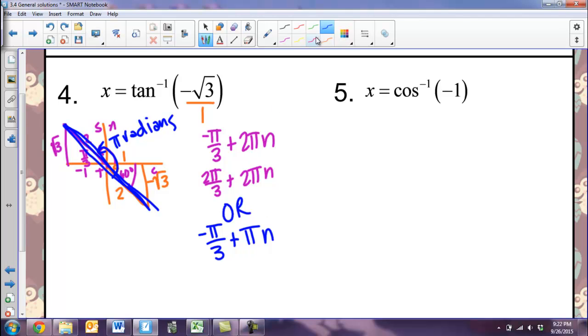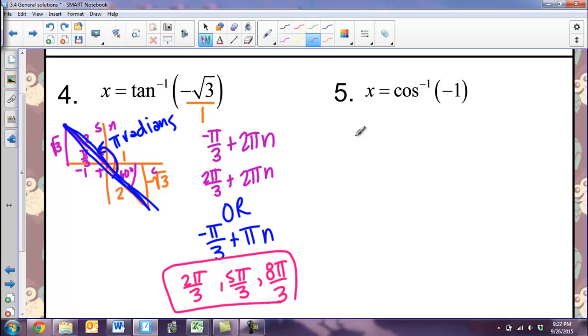This did help me find my first 3 positives. So I had 2 pi over 3 was my first positive if I went this way. If I kept going around, I would find that that next angle was 5 pi over 3. And then if I kept going around one more time, or I added another pi, I'd get 8 pi over 3.